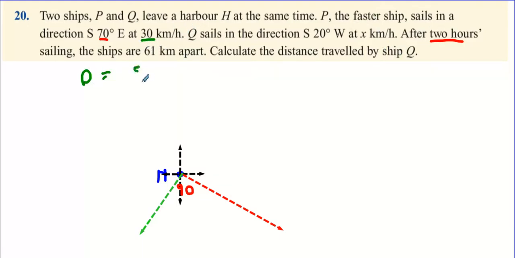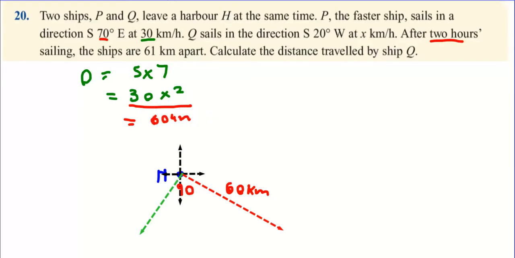Now, after 2 hours, this means that the faster ship sails 30 kilometers an hour. So distance equals speed multiplied by time. 30 kilometers an hour multiplied by 2, which is the red ship actually, because it's the faster one. 30 multiplied by 2 is 60 kilometers. Next thing, we know that the distance between the two ships, which we'll denote using a black line, is 61 kilometers. So this is 61 kilometers right here.